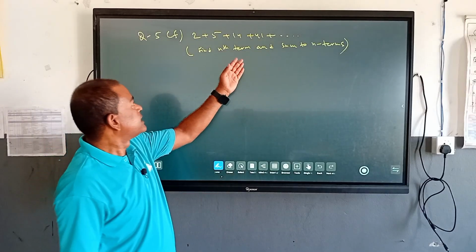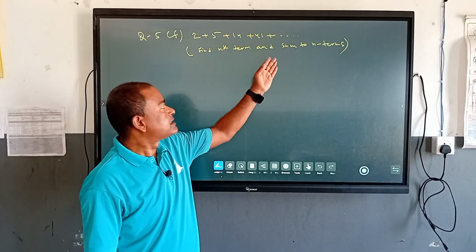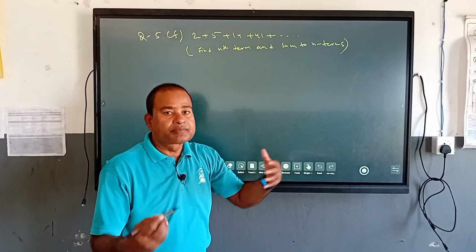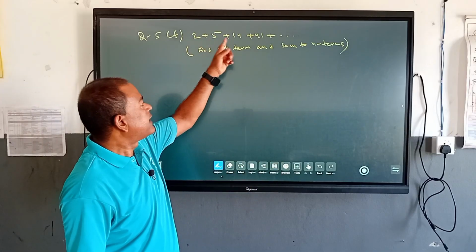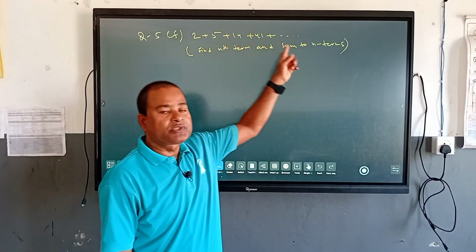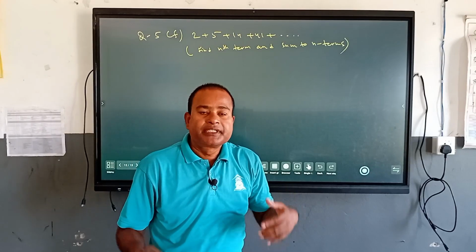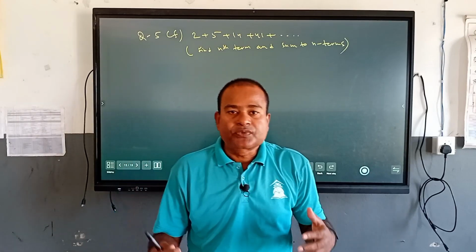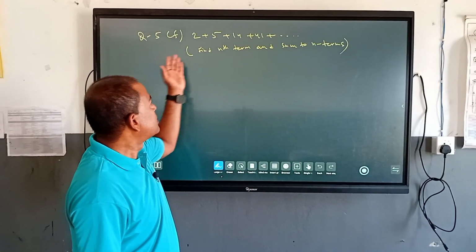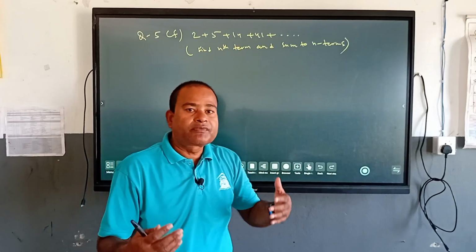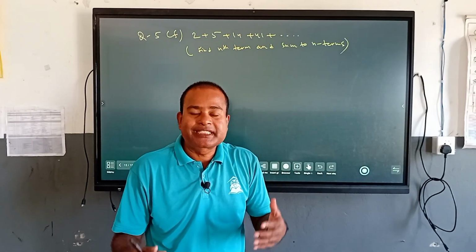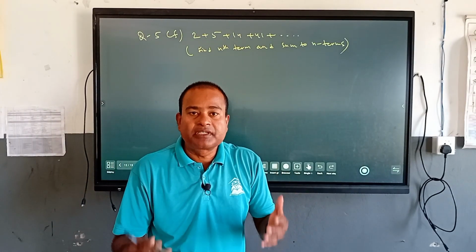Dear students, the question is: find the nth term and then the sum to n terms of 2 plus 5 plus 14 plus 41 plus dot dot dot. In this question, at first we have to find the nth term of the given series, then the sum to n terms of the series.